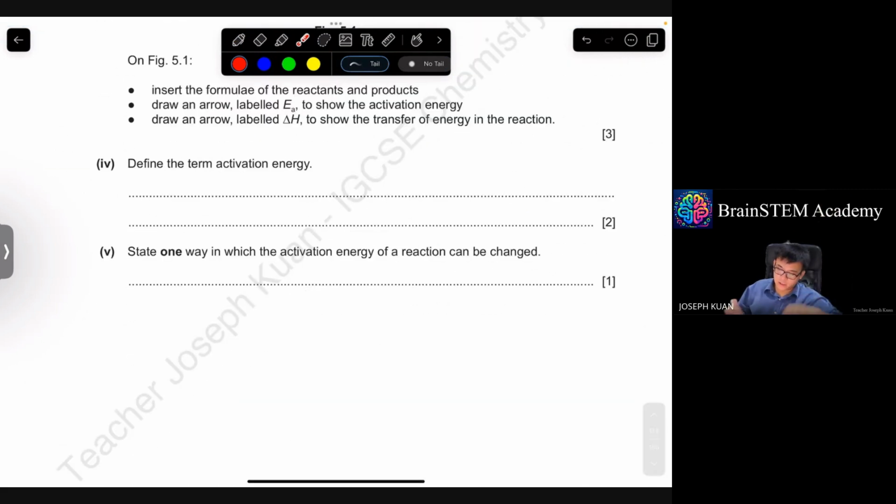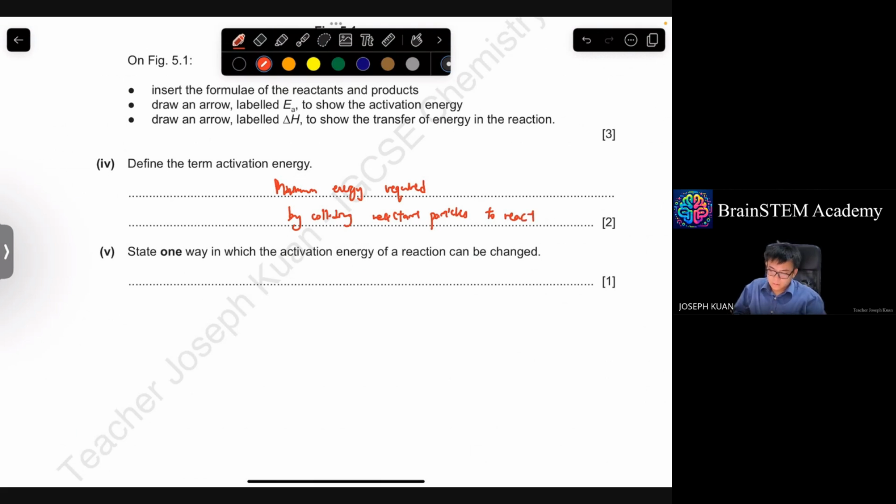Define the term activation energy. The minimum energy required by colliding reactant particles to react. Pick one way in which the activation energy of a reaction can be changed by using an enzyme. Or should I say by using a catalyst. You can use catalyst, either inorganic or organic catalyst.